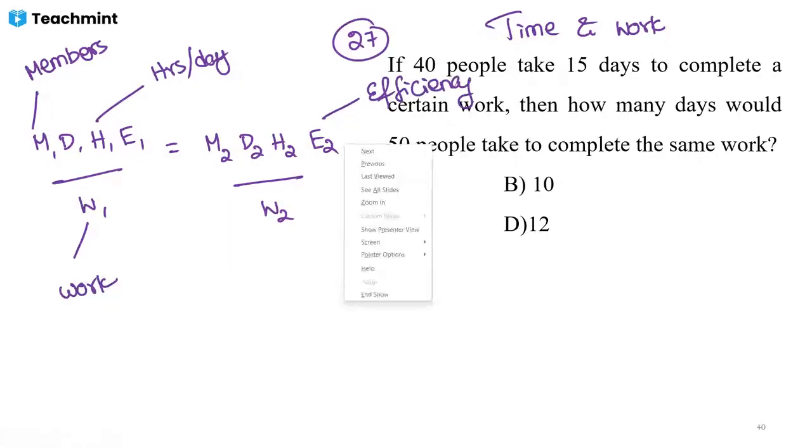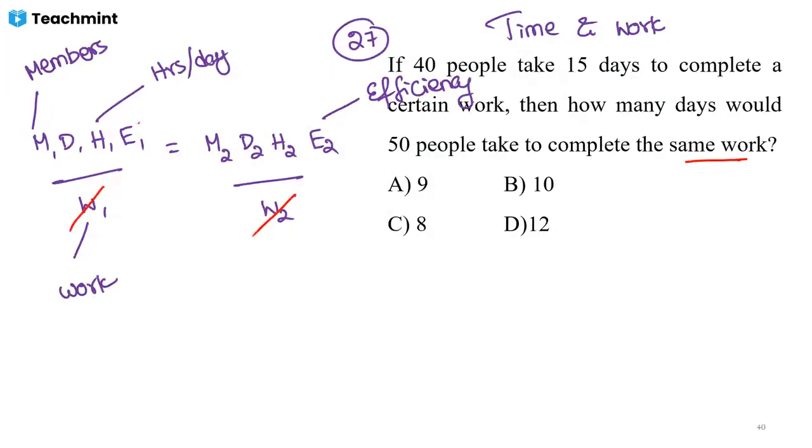So 40 people here, same work, so W and W cancel because of same work. If hours per day and efficiency are not given, we should consider both are working the same hours, with the same efficiency. 40 people 15 days, 50 people how many days? It is nothing but more people, less time should be required. Simple logic: more people, time taken should be less. Very good. I can see responses from many of you. Good. More people, time taken must be less.